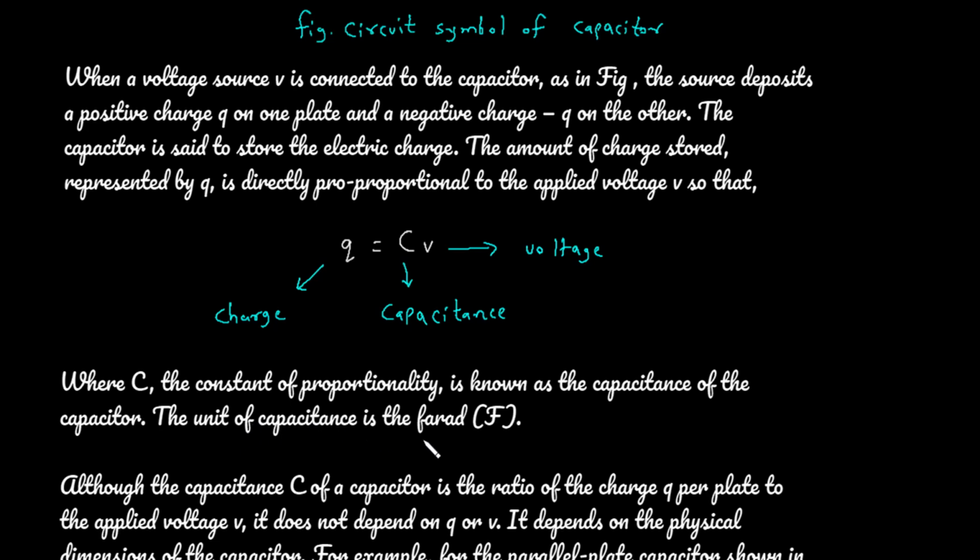The unit of capacitance is farad, which is represented by the symbol capital F. So this capacitance is measured in farad, voltage is measured in volts, and charge is measured in coulomb.